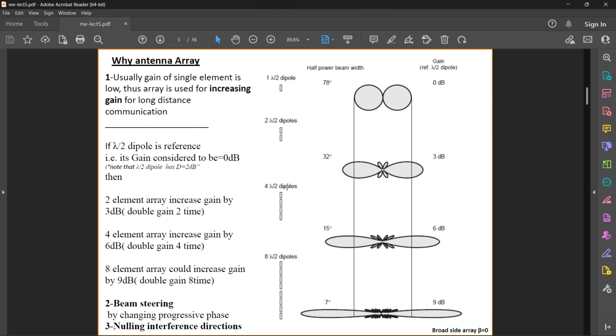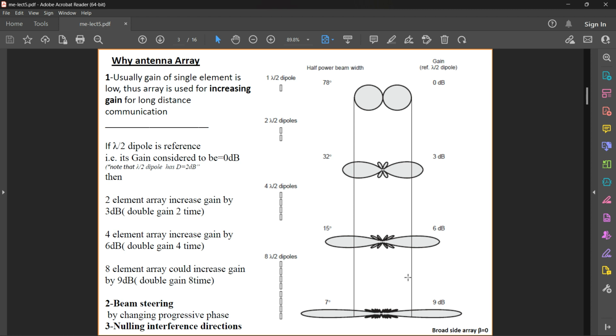If we use 4 element dipoles like this, that is, if we increase the number of antenna elements, it gives more increase in gain with a 15 degree half power beamwidth and a gain of 6 dB. And in a similar case, if we use 8 lambda by 2 dipoles, a further increase in gain will be there in a narrow manner. So we will have a half power beamwidth of 7 degrees with 9 dB gain.